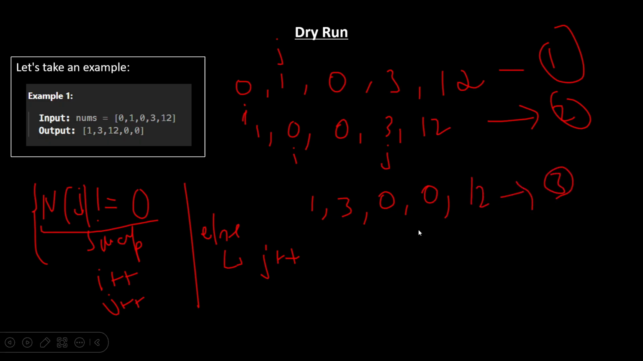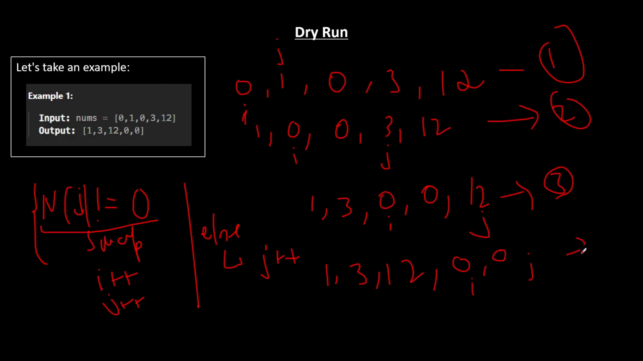Okay. Now i was here at the second index. Now i will come to the third index and j will move to the next index, which is the last, and the value is 12. So again our first condition becomes true. So we swap the values again. And j moves out of the loop and i comes here, and we return this array and we get the expected output 1, 3, 12, 0, 0, which is the output asked.